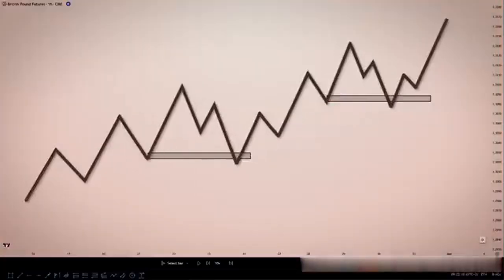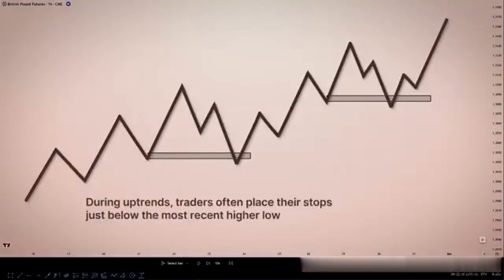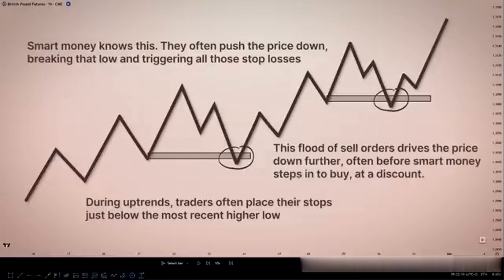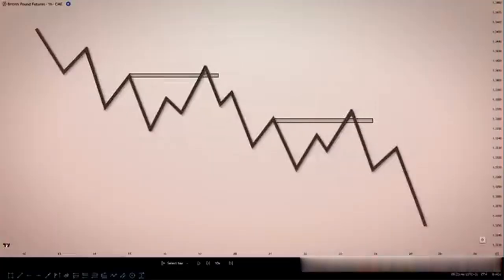Let's say we have a strong uptrend with a series of higher highs and higher lows. Traders often jump on these trends, placing their stops just below the most recent low. And smart money knows this. They often push the price down, breaking that low, and triggering all those stop losses. This flood of sell orders drives the price down further, often before smart money steps in to buy at a discount. The same happens in downtrends.